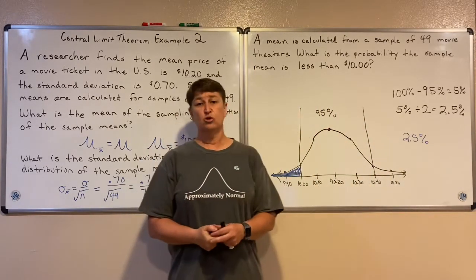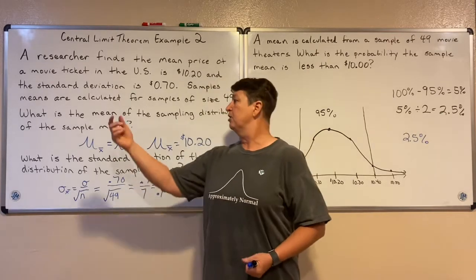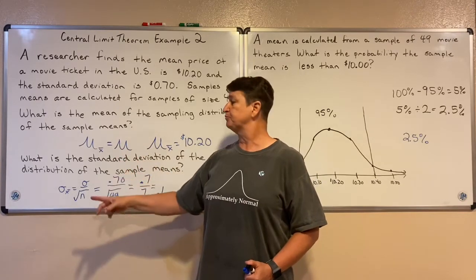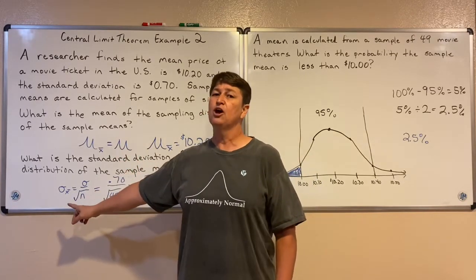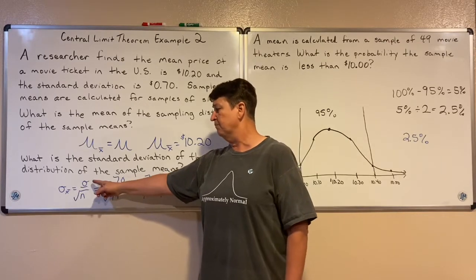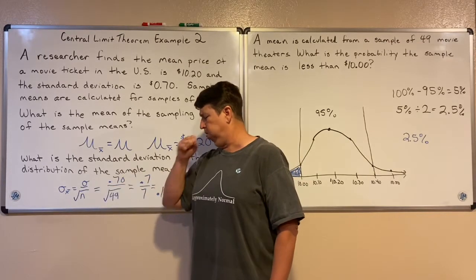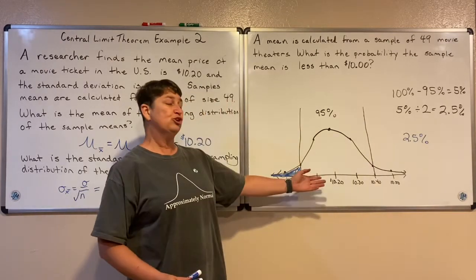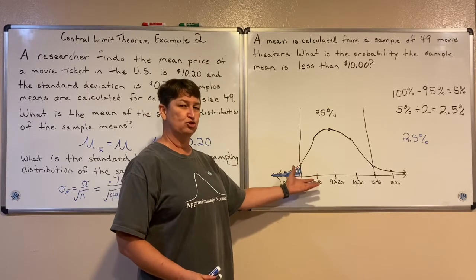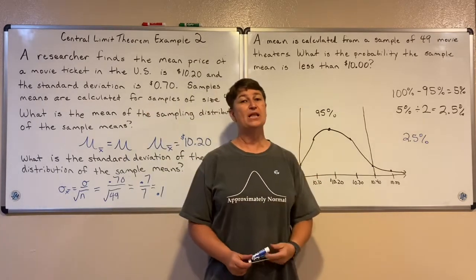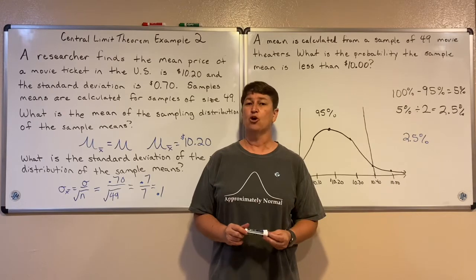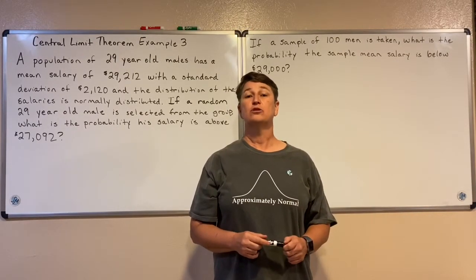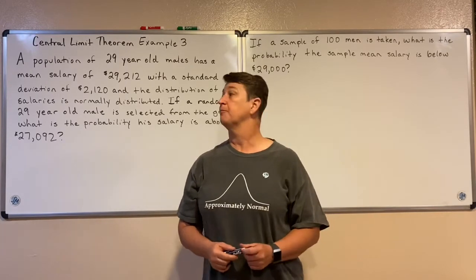So there's the central limit theorem in a nutshell. The mean of your sampling distribution will be equal to the population mean. The standard deviation of your sampling distribution is the standard deviation divided by the square root of your sample size. And you can use the fact that it's a normal distribution to help you find the probability of where your mean will be. Let's use normal distribution and central limit theorem to solve a couple of problems.